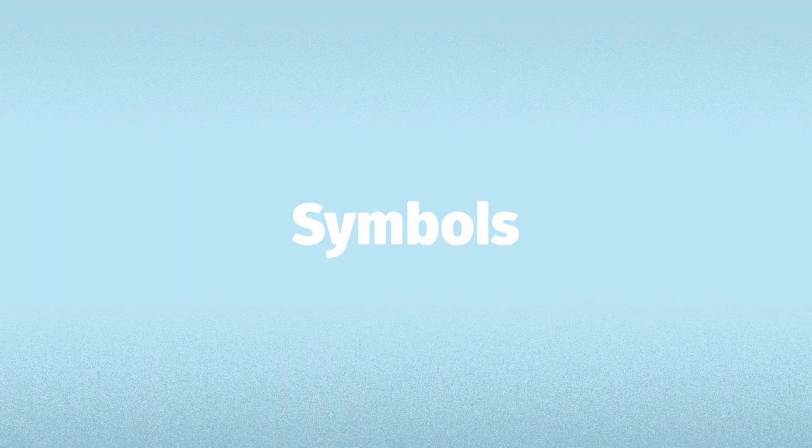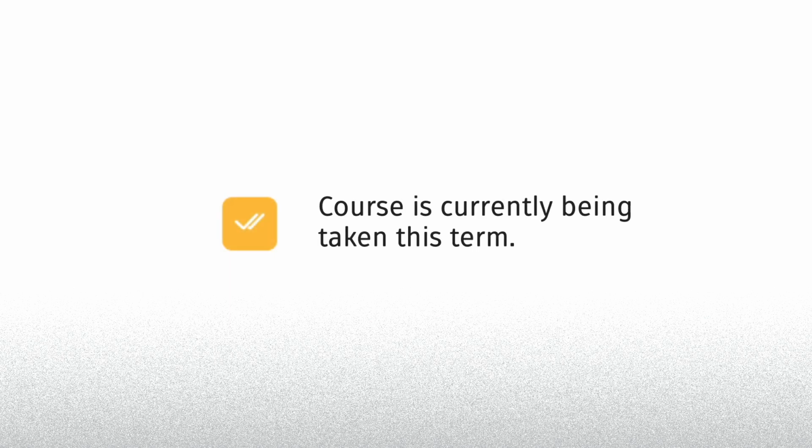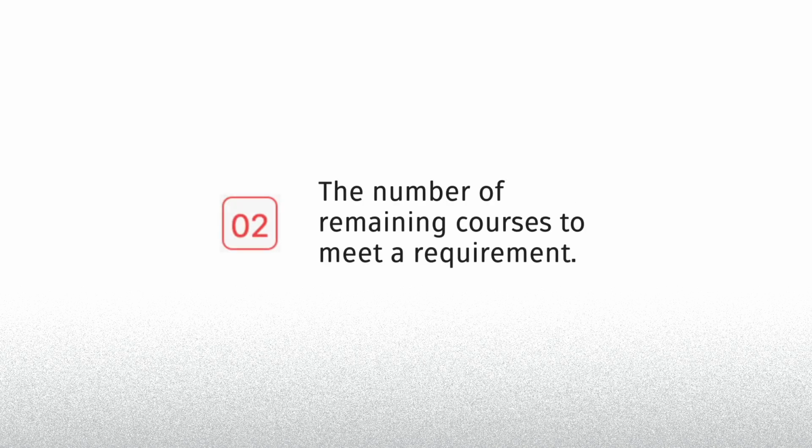When you're viewing your courses in the program planner, you might see these icons. Green check marks mean the course has been successfully completed. Yellow check marks mean the course has been included or planned in your current plan. Double yellow check marks mean the course is currently being taken this term. Red boxes mean a required course has yet to be planned or taken. Red boxes with a red number symbolise the number of remaining courses to meet a requirement.